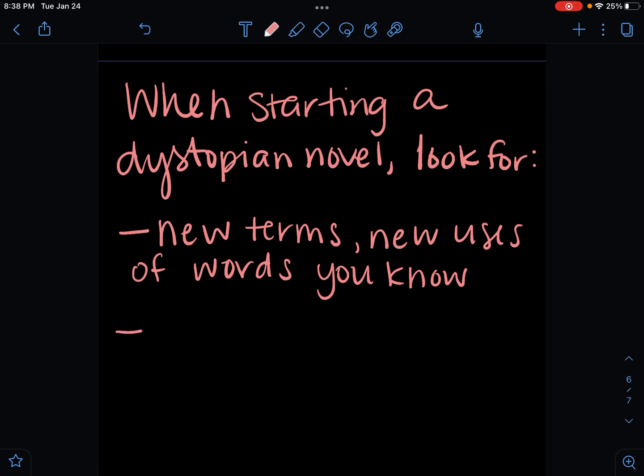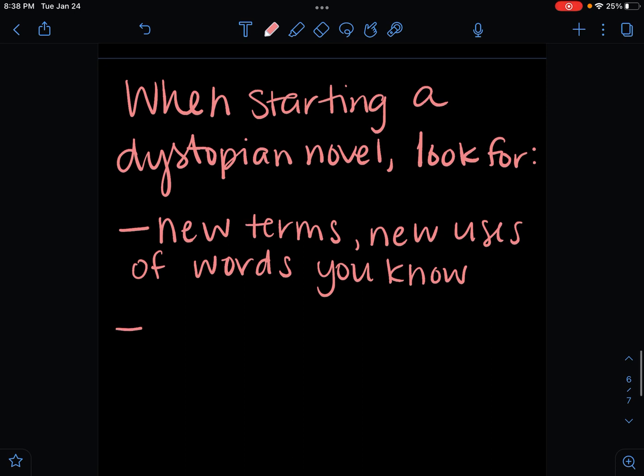You're also going to look for those elements of society. So we're going to make this a little easier. We're going to look for rules. So I just want you to look for new terms and new uses of words you know and rules in the society. So read along, have your book out. I'm going to read chapter 1 while I'm reading, and you are reading along and listening. Look for new terms and new uses of words you know and the rules that you notice in this society.